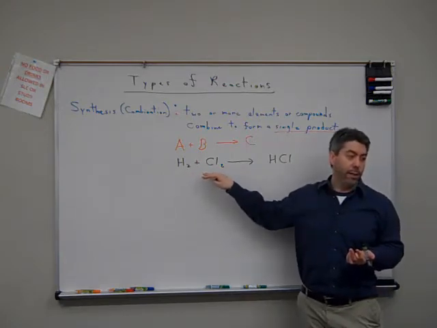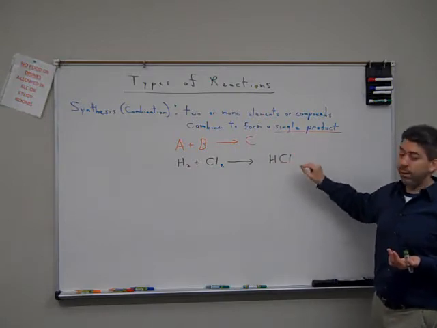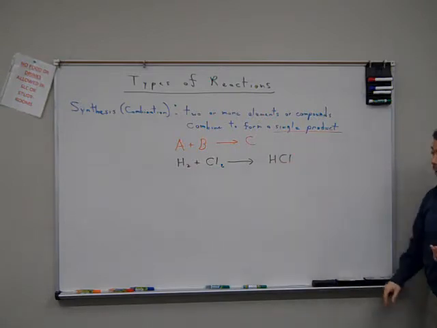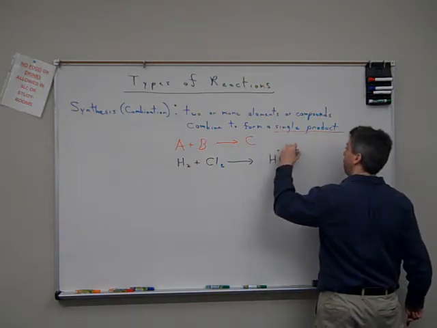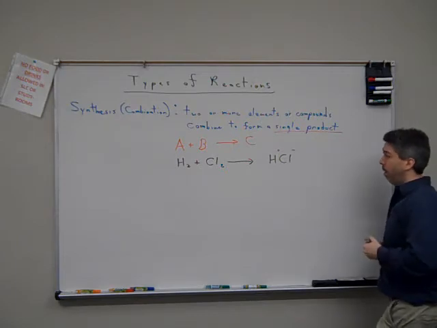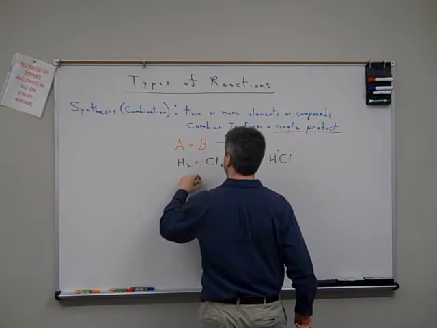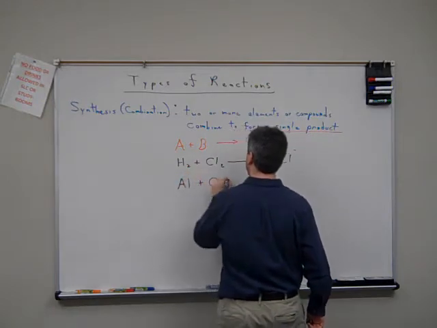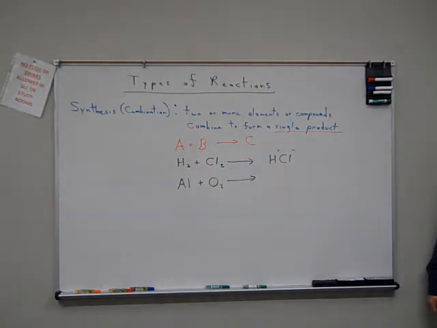When you're predicting the products, make sure that you do not worry about the subscripts over on the other side, because those may change. Focus on the charges given. In this case, it's +1 and -1 for hydrogen and chlorine, and so those are balanced, so it'd just be this. Alternatively, you might have aluminum and oxygen in a synthesis or combination reaction.